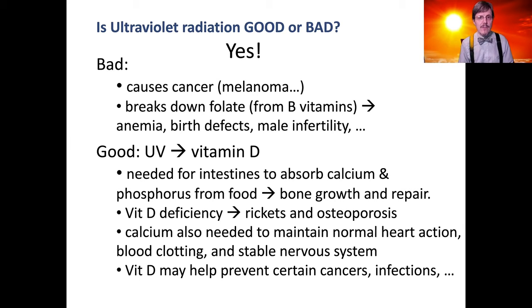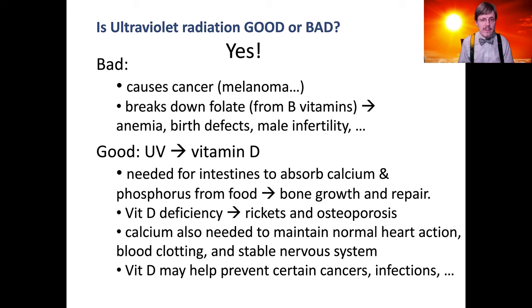In fact, if you have a deficiency of vitamin D, then you can get rickets if you are young, or osteoporosis if you're old. Calcium also plays a role in many health functions of our bodies, and in fact, it's now suspected that vitamin D may help prevent certain cancers or infections. Okay, so ultraviolet radiation can be good or bad.